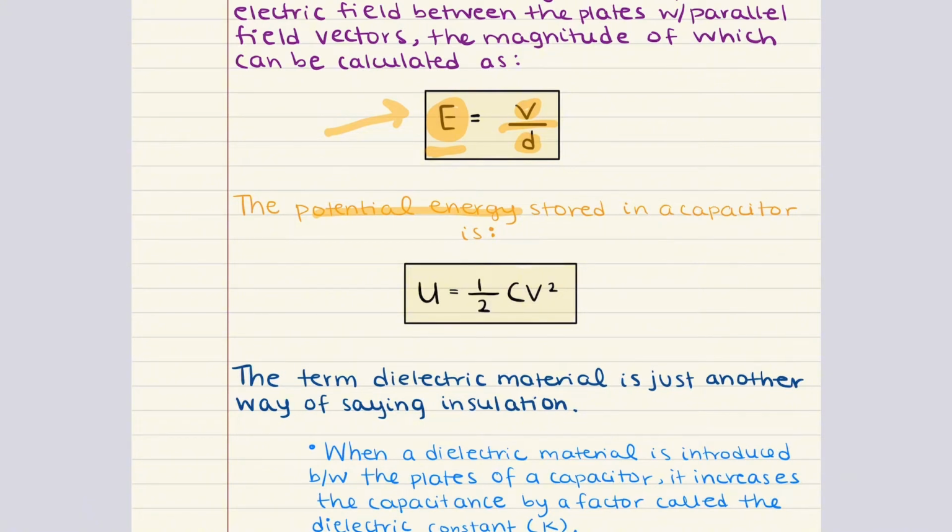Because capacitors hold charge, they also store potential energy in the electric field between the plates. And the amount of energy stored in a capacitor can be determined using this equation, which says that the stored energy is equal to 1/2 CV squared, where C is the capacitance, V is the potential difference between the plates, and this equation tells us that the energy stored depends on both the capacitance and the square of the voltage.